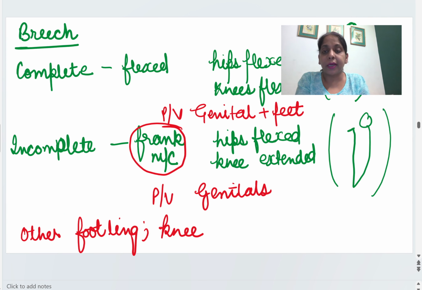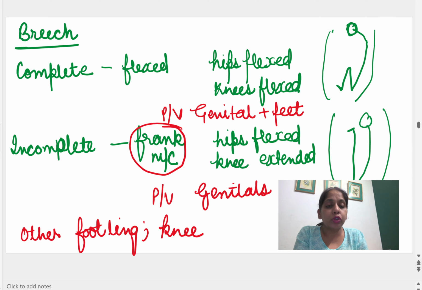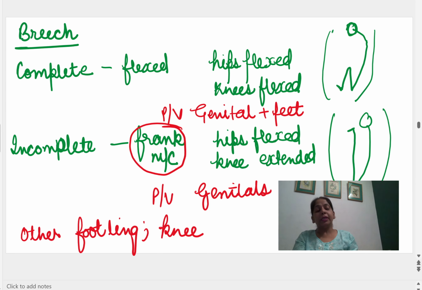Let's go next, now the breech presentation. Most common malpresentation is breech presentation. Breech presentation is of 2 types, complete breech, in which the whole fetus is in flex position. When I say the whole fetus is in flex position, it means head and hip and knee joint are flexed, okay.